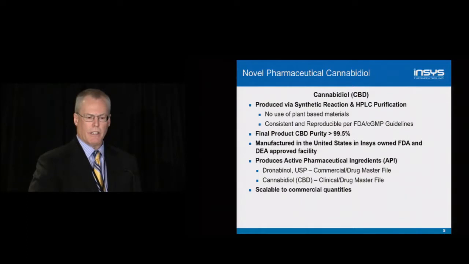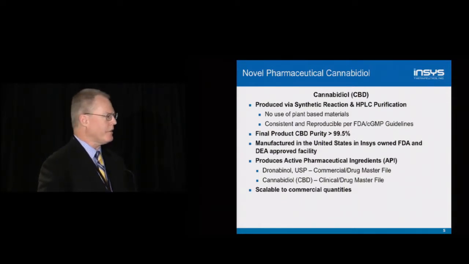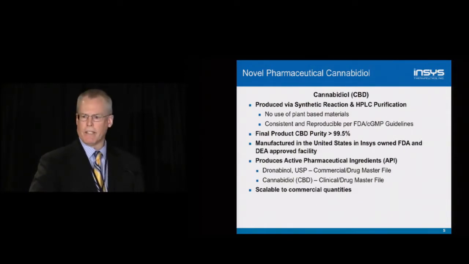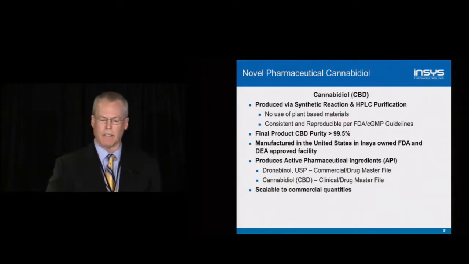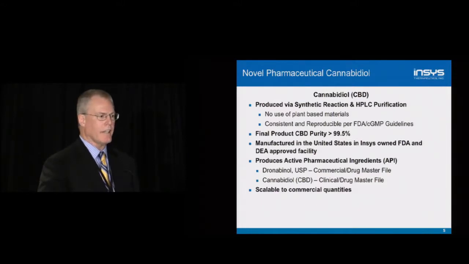Just a little bit about the cannabidiol. It is produced via synthetic reaction and purification process. It's not plant-based, it's a synthetic-based cannabidiol. It's consistently and reproducibly manufactured per GMP guidelines. It is greater than 99.5% pure. And INSYS has its own manufacturing plant in Texas, where it's an FDA and DEA approved facility for manufacturing these cannabinoids.